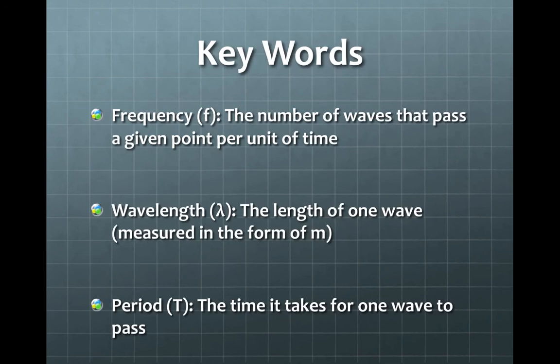Some key words that we can use are frequency, which is the number of waves that pass a given point per unit of time. Wavelength, with the symbol lambda, is the length of one wave and is measured in meters. The last key word is period, which is the time it takes for one wave to pass.